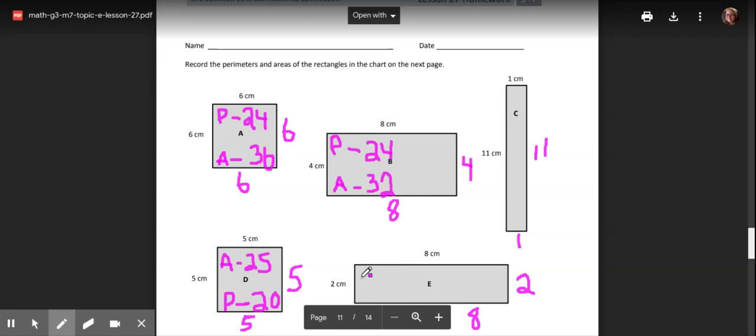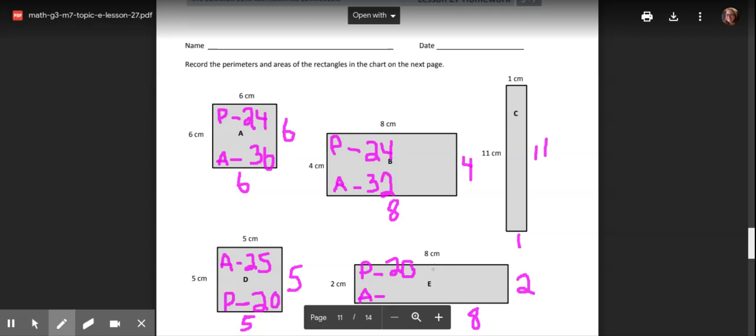So we will go to E. We'll do perimeter and then area. So for perimeter, we're going to add 8 plus 2 plus 8 plus 2. I like to make tens, and I know that 8 plus 2 is 10. So 10 plus 10 is 20, and that is the perimeter. When I add, I always like to make tens. It seems like it just makes it easier. It's a strategy I learned a long time ago.